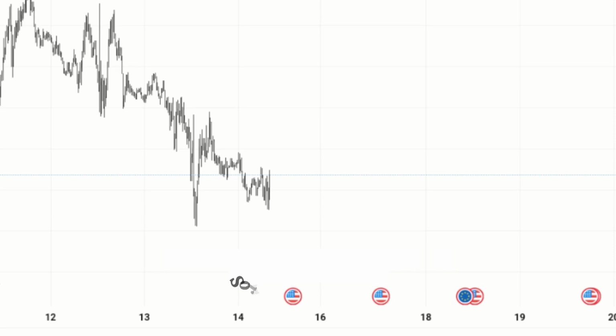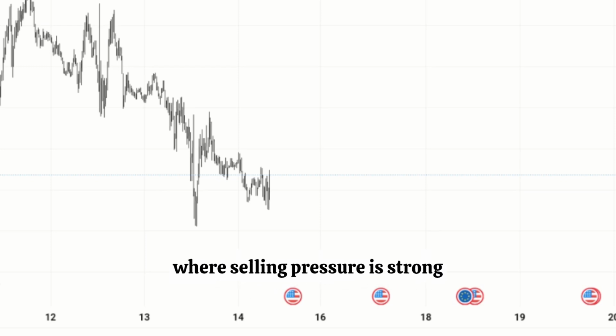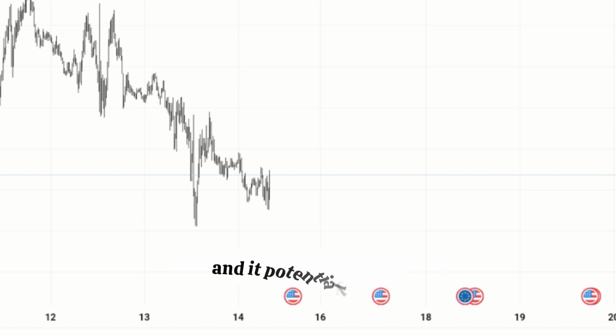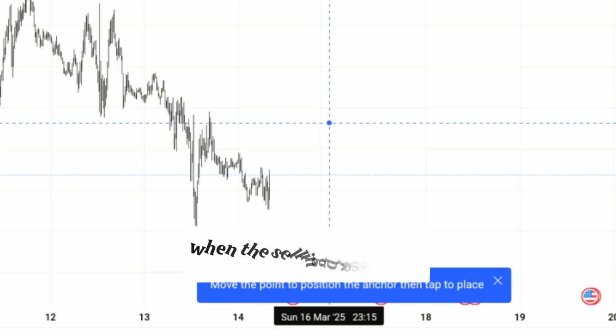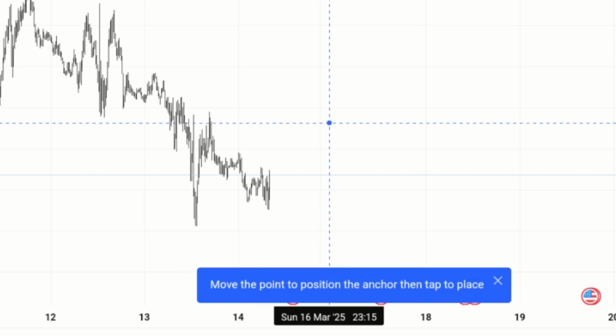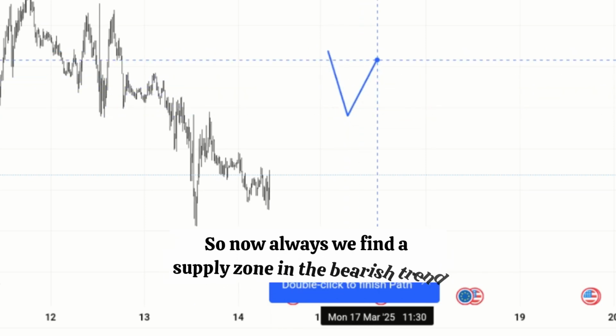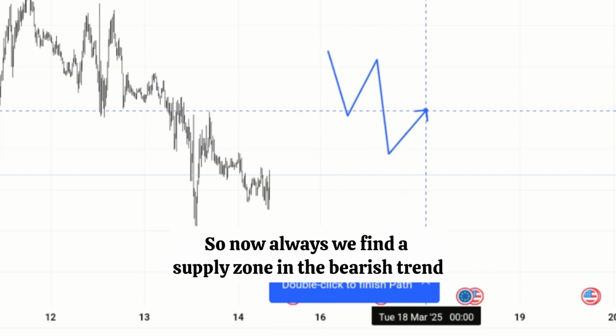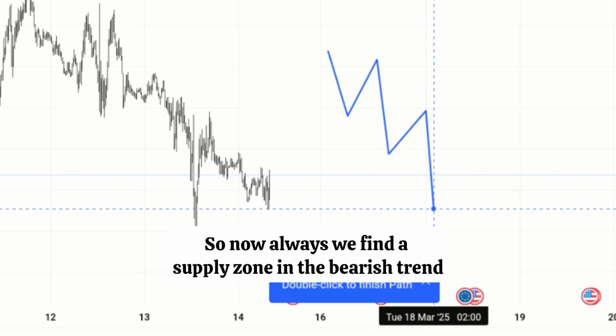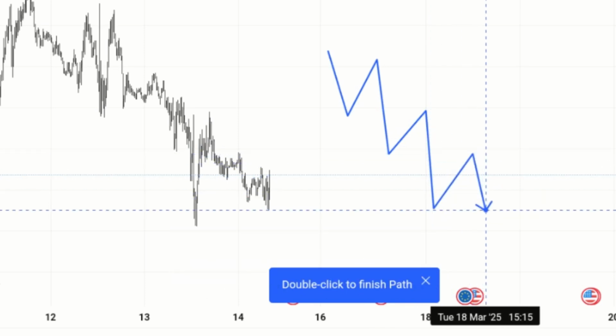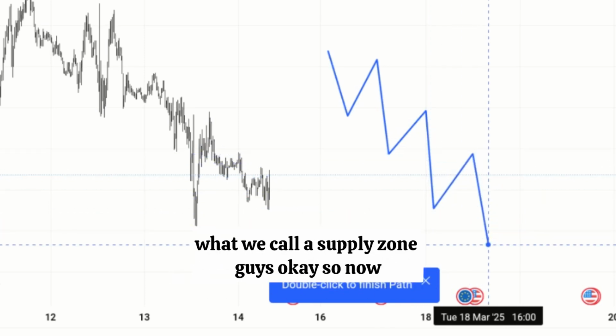A supply zone is a price area where selling pressure is strong and it potentially leads to a price drop. So when the selling pressure is really strong, it potentially leads to a price drop. We always find supply zones in a bearish trend. When the market is bearish, that is when we find what we call a supply zone, guys.